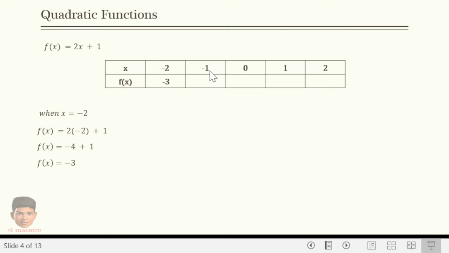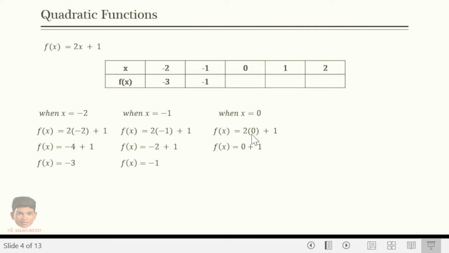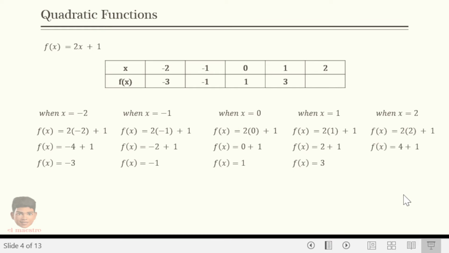So, the value here is negative 3. Okay? How about if x is equal to negative 1? So, substitute. Ganun pa rin. Negative 1 yung x. Do the math. And you will have negative 1 as your f of x. So, again, when x is equal to 0, paisa-isahin natin. So, 0 times 2, 0. So, f of x is 1. Okay? How about if x is equal to 1? Ganun pa rin. Okay? Do the math. 2 plus 1, that is equal to 3. And last, we have x is equal to 2. Okay? You will have 5. So, ito yung table of values natin when we have a function of f of x is equal to 2x plus 1. So, ito yung table.